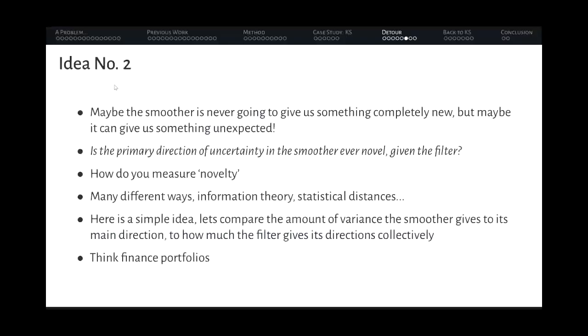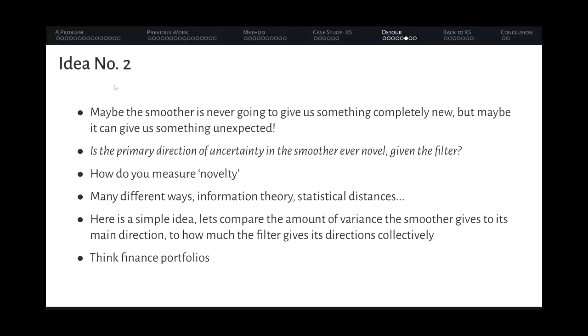It never goes very high, which you might expect given that the smoother is recursively defined based off the filtering algorithms. There are never new directions it can explore because it's not utilizing any new information. So, a second idea. Maybe it's never going to give us something completely new, but maybe it can give us something unexpected. Is the primary direction of uncertainty in the smoother ever novel given the filter? That's a question you can ask.